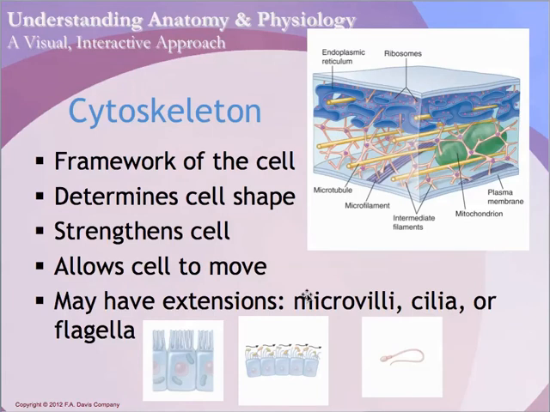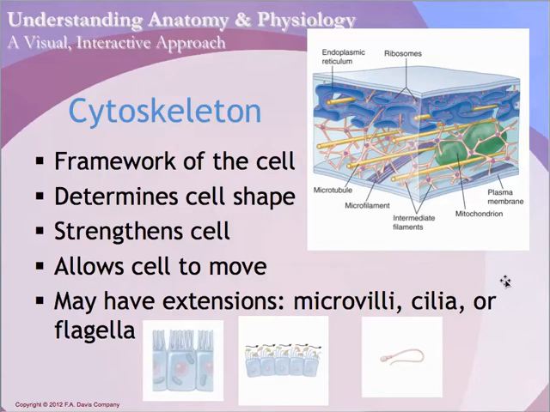The cytoskeleton of the cell really is the framework of the cell. It determines the cell shape, it strengthens the cell, it allows the cell to move. So you can see here, it's kind of like these tubes, these microtubules and these microfilaments. It's really what creates this cytoskeleton, and it allows the body to have cells that have a little bit of support to them.